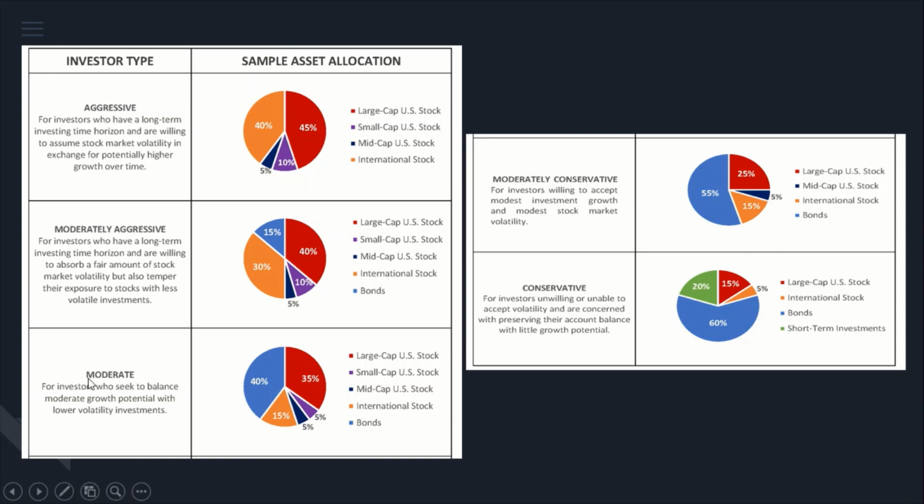And then, kung titingnan natin itong moderate, okay, mas, again, iba na naman yung itsura ng weights niya. 40% bonds, so relatively, mas malaki pa rin, ano? 35% large cap, ibig sabihin ng large cap, again, highly established stocks. So, 20% pa rin yung sa growth, at 15% international stock, 5% mid cap, 5% small stock.